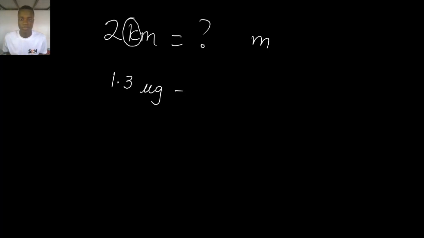So 2 kilometers. We are going to convert it to something in meters, meaning we are not going to have the prefix attached to it, just the unit name. Or let's say 1.3 micrograms to something that is just in grams. Or 5 megajoules to something that is just in joules. So these are the few examples that we are going to tackle.